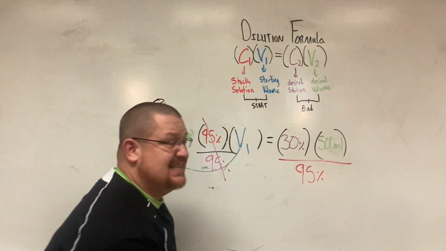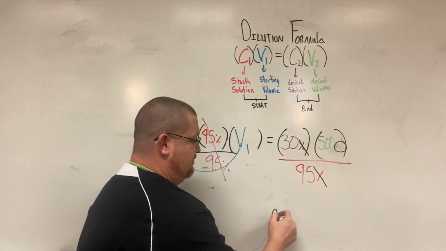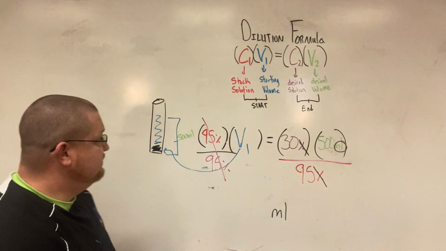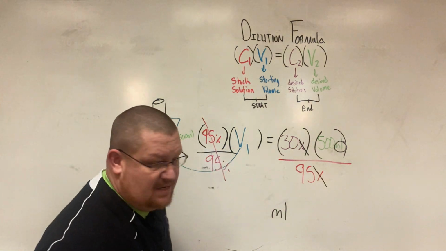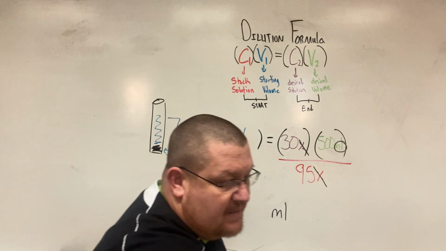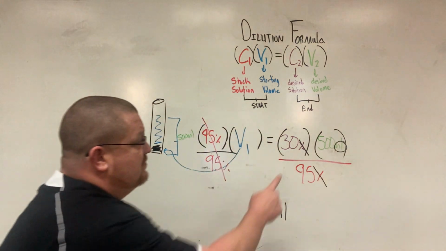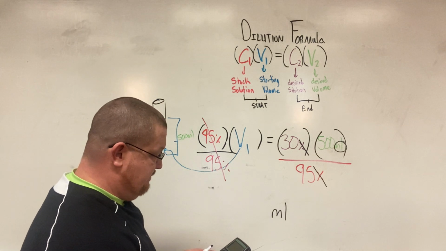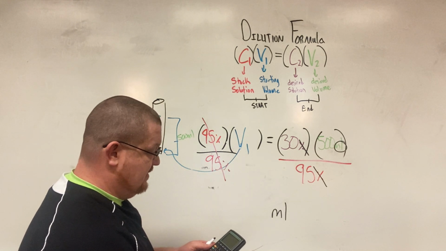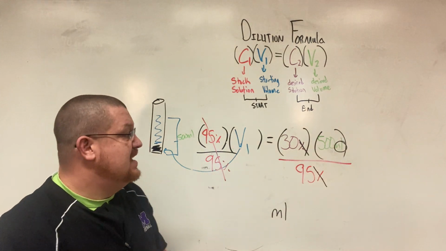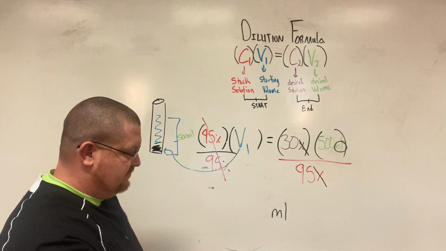What happens here is our units cancel. Percent to percent cancel, so our unit is milliliter. That's good because we're trying to figure out how much of my stock solution we put in. We'll do the top part first. 30 times 500, it'll be like 1,500, I think. Let me double check. Yeah, 15,000, sorry. And then divide by the bottom, 95%.